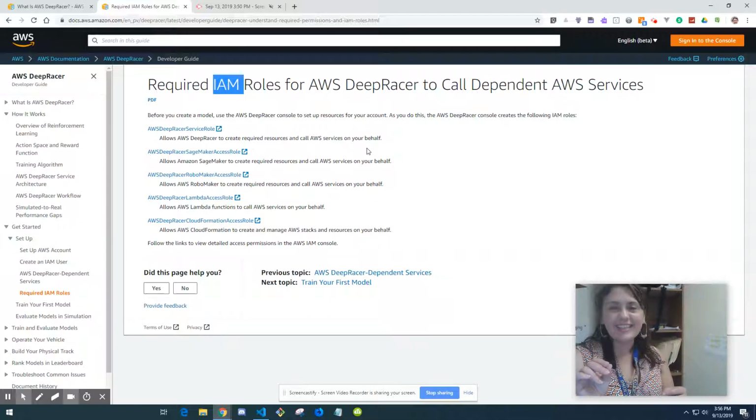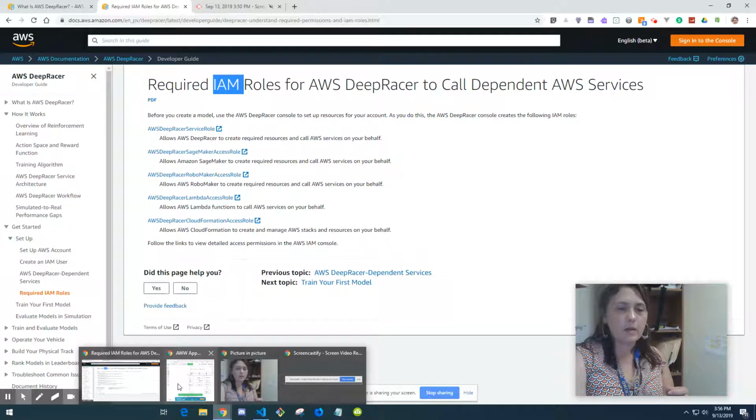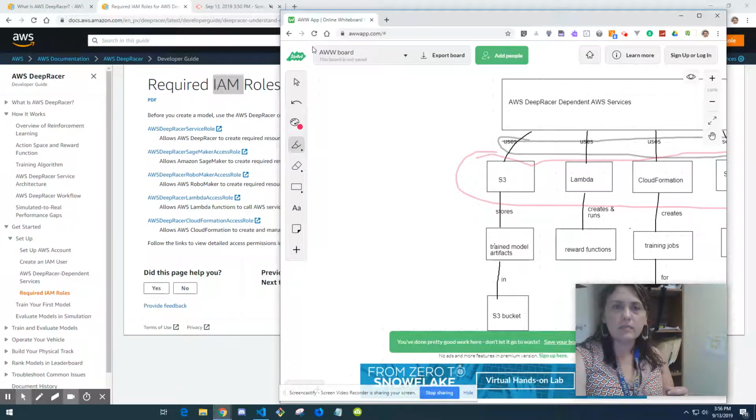This AWS DeepRacer console creates the following IAM roles. I want to go over the IAM roles just to, again, elaborate what they are, what they represent.